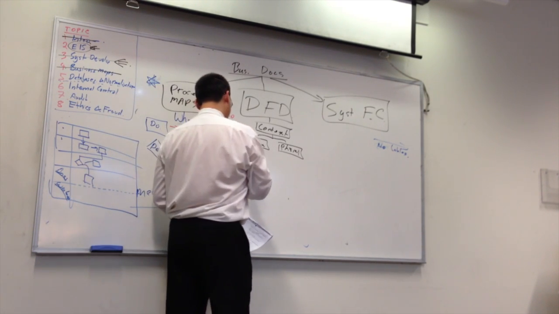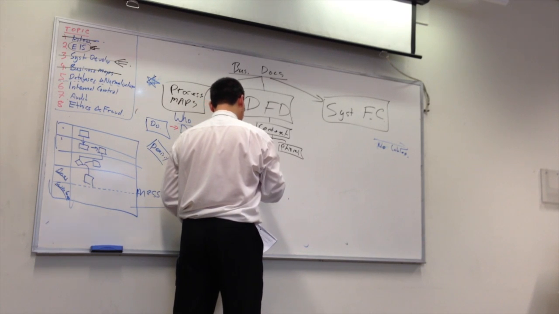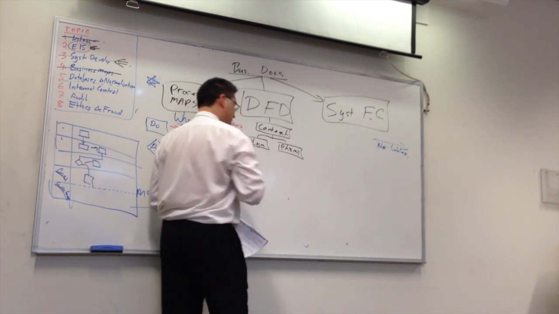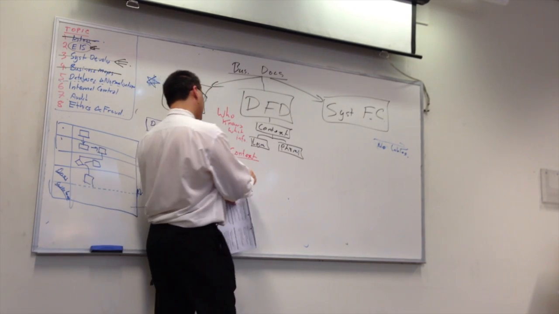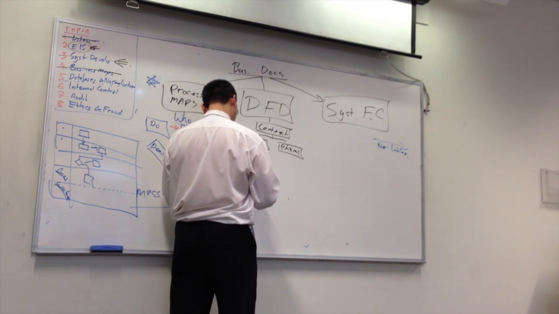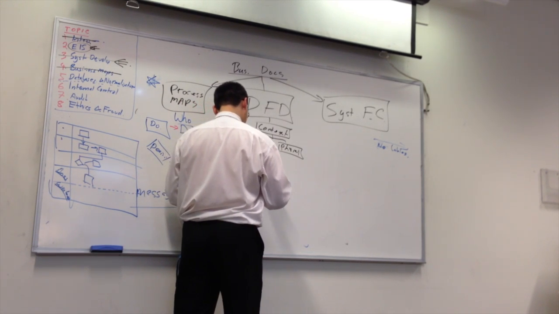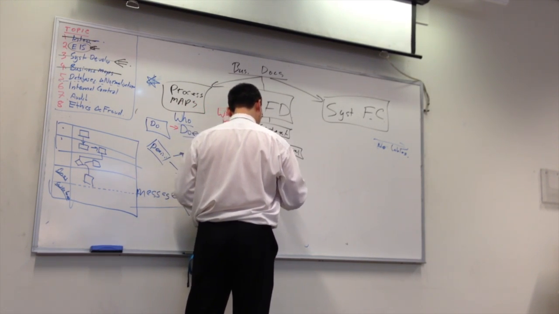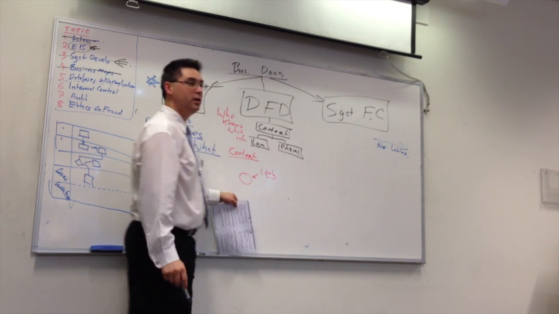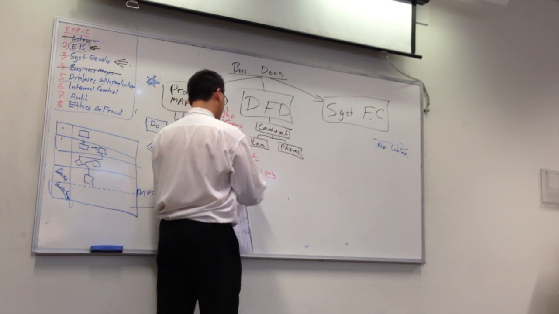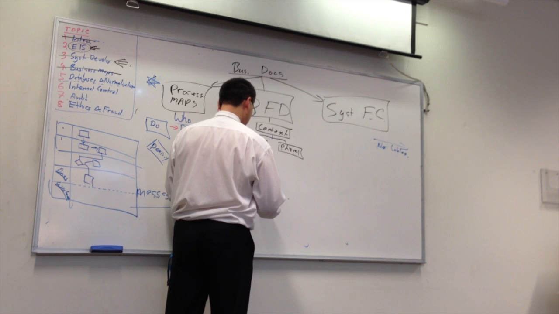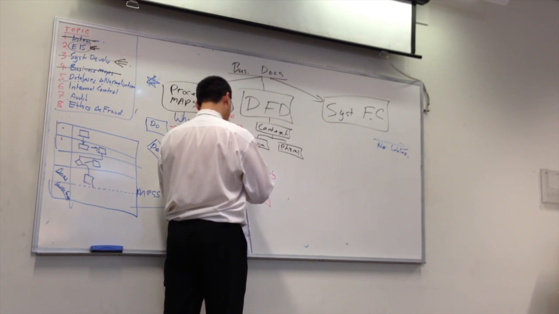Context data flow diagram. A context data flow diagram has only one bubble in the center. One only. And it will show the external entities.